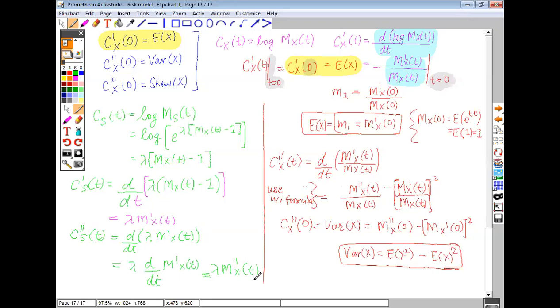Does this make some sense? Yes, ma'am. So now can you guys guess what will happen with this C triple prime of S of t?